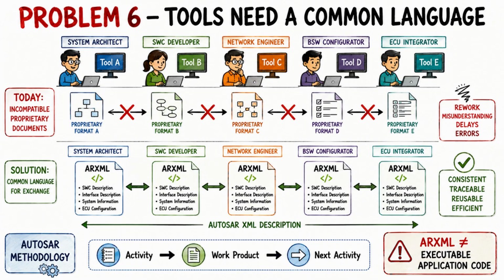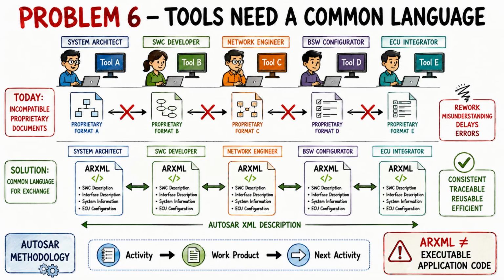The sixth problem happens before the software even runs: tool and information exchange. An automotive project can involve system architects, software component developers, network engineers, basic software configurators, and ECU integrators. Those engineers may use different tools. If every tool represents the system using unrelated proprietary information, engineering data must constantly be manually translated. That creates another source of integration errors.